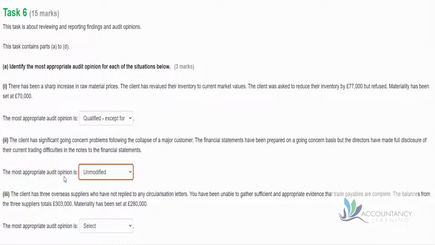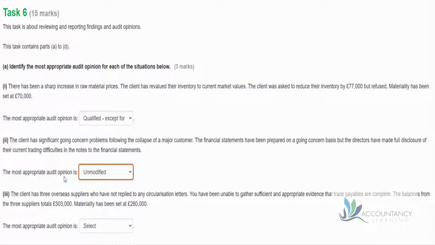We've not been able to gather the evidence that we need, so there is uncertainty here. Now, is this evidence related to something that's gone on in the past, or is it something to do with the future? Well, it's something to do with the past, isn't it? We've got these supplier balances and we don't know whether they're okay or not. So that means that we've been unable to gather sufficient appropriate audit evidence. Is it material? Well, the balance is 303,000 and materiality is lower, so yes, it is material. Is it pervasive?